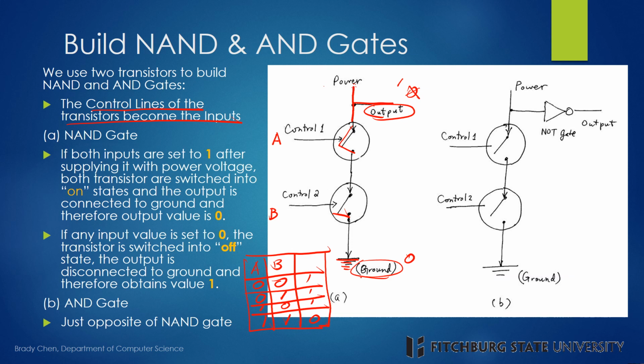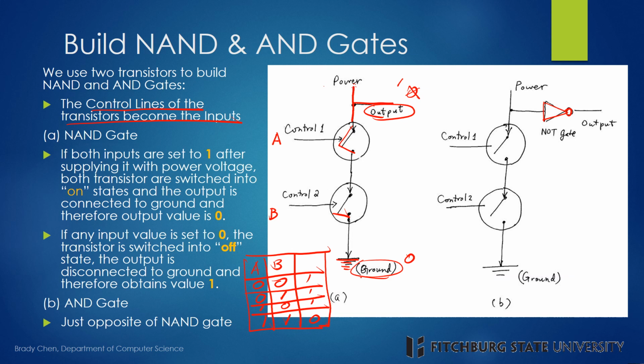Now, the next thing we're going to talk about is how to build the AND gate. The AND gate is relatively easy because the AND gate is the opposite of the NAND gate. So all we need to do is put a NOT gate on the output side. This will generate the opposite output values for the AND gate than the NAND gate.